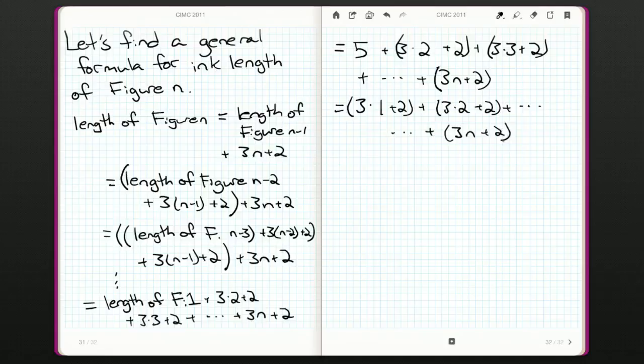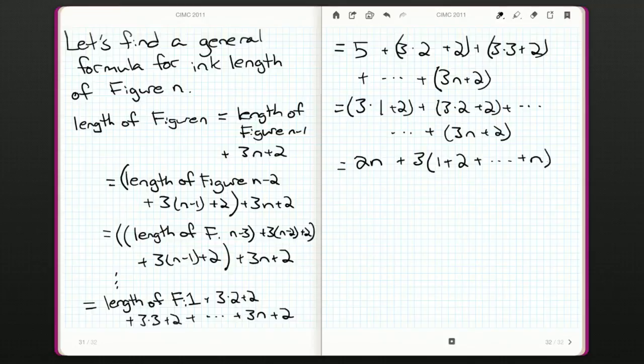And now what I can do is group these plus 2's together on their own. How many of them are there? Well, there's 1, 2, 3, 4, 5, all the way up to n. So there's going to be 2 times n many, so I can group them all together as just 2n. And then 3 times 1 plus 3 times 2 plus 3 times 3, all the way up to 3 times n. That's just the same as saying 3 times (1 plus 2 all the way up to n).